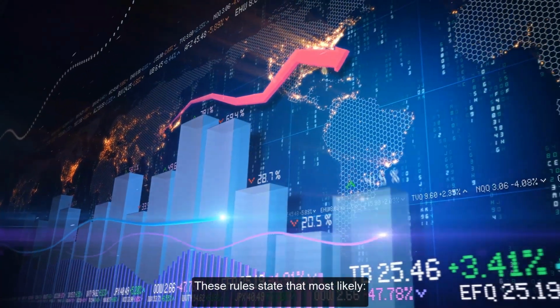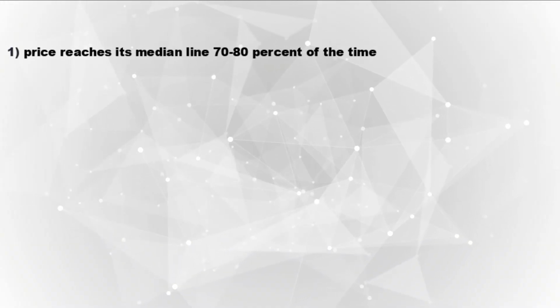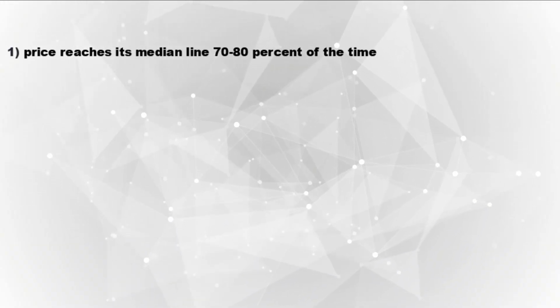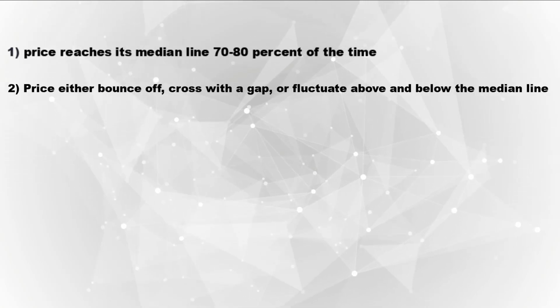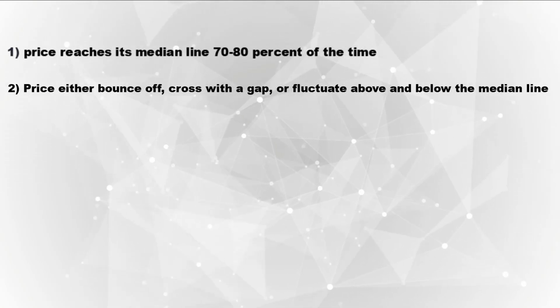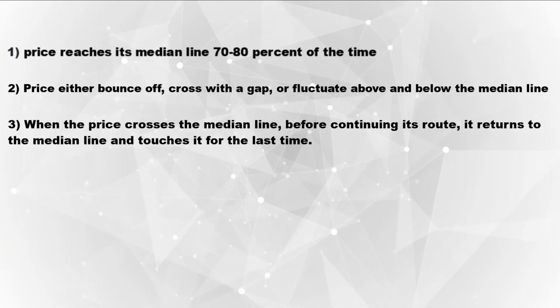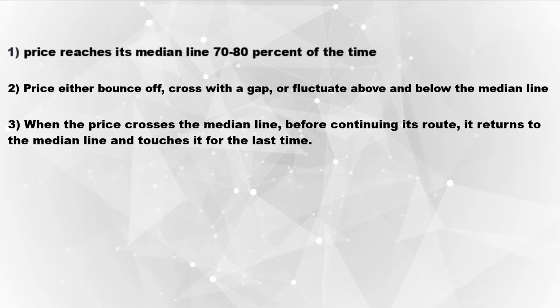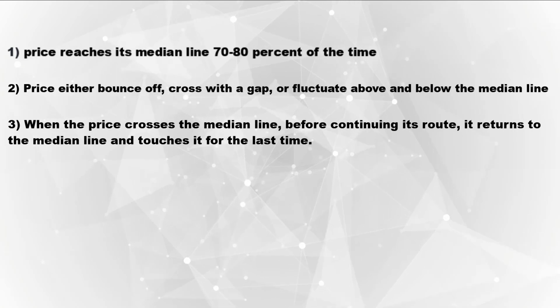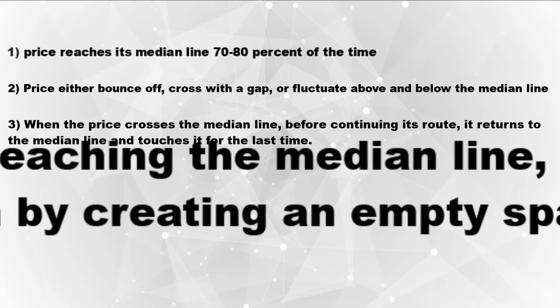These rules suggest that the price reaches its median line approximately 70 to 80% of the time. The price either bounces off, crosses with a gap, or fluctuates above and below the median line. When the price crosses the median line, before continuing its trajectory, it often returns to the median line and touches it for the last time.